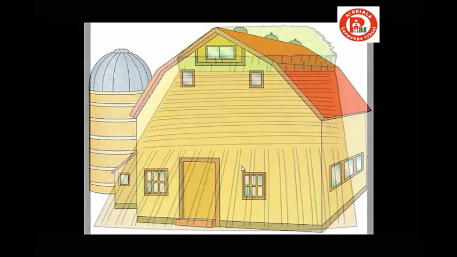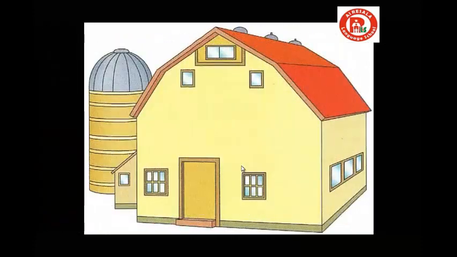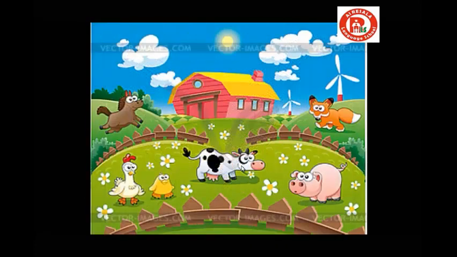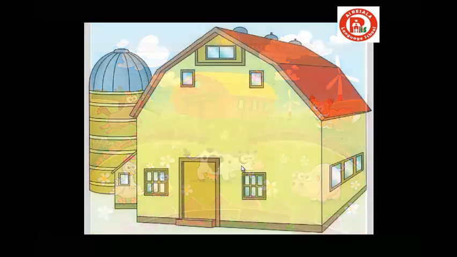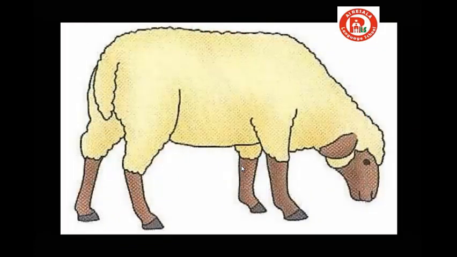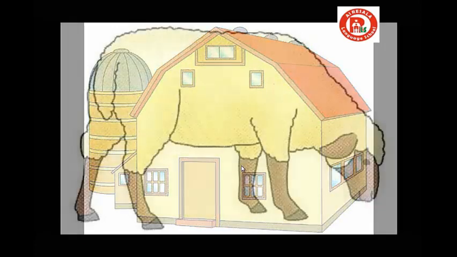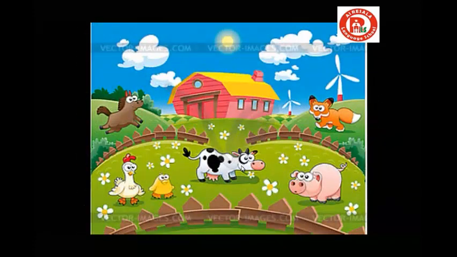There's a barn in the middle of a field, and in that barn, you'll find a cow. In that barn, next to the cow, you'll find a hen down on the farm. There's a barn in the middle of a field, and in that barn are a cow and a hen, and they live down on the farm. There's a barn in the middle of a field, and in that barn you'll find a sheep. In that barn, next to the sheep, you'll find a horse down on the farm. In that barn are a sheep and a horse, and they live down on the farm.